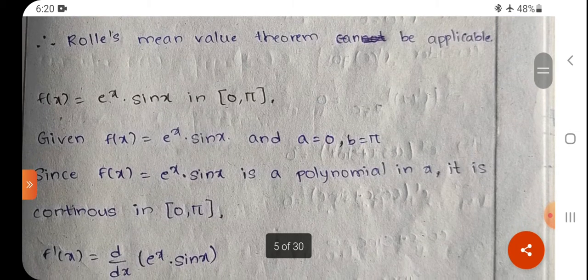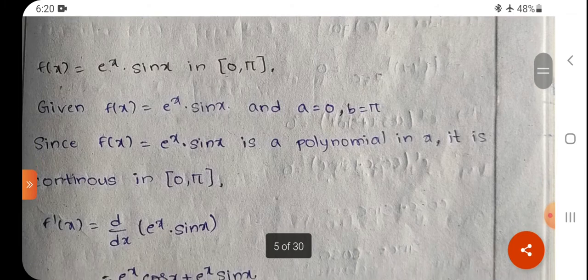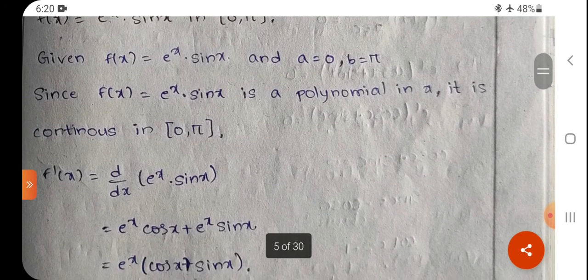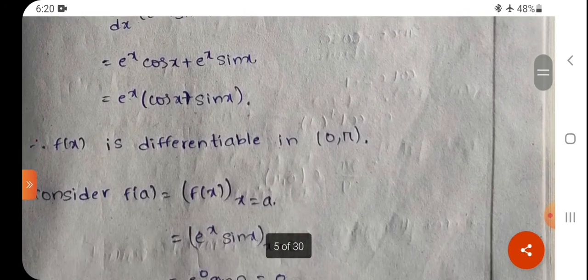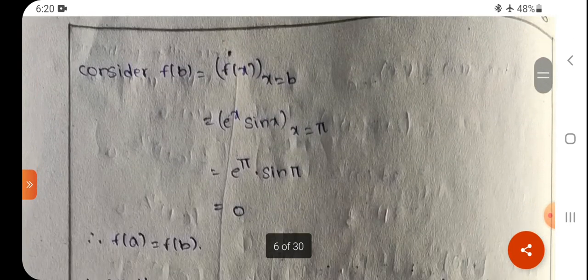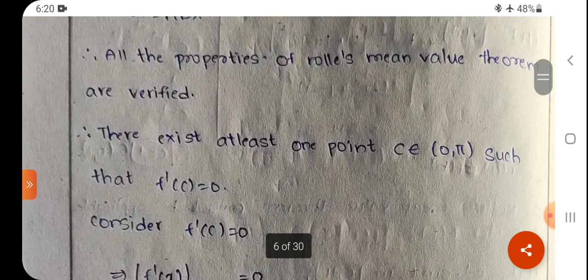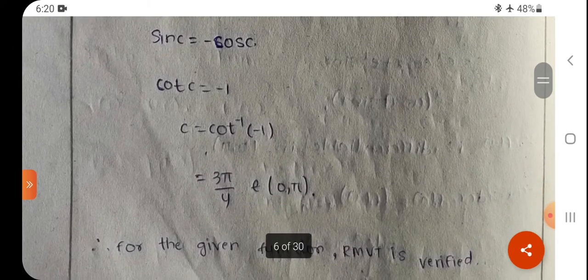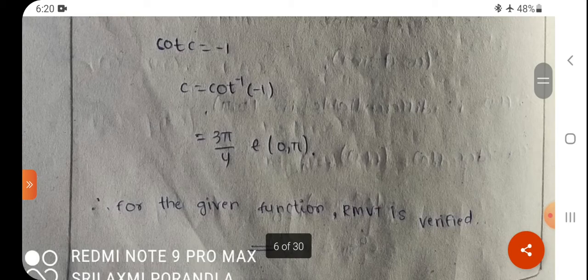And then you are going to f of x equal to e power x into sin x. The interval is given, and for that interval you are just verifying all the properties, and all the properties are satisfied. Immediately you are going to get the c value by using the condition f dash of c equal to 0, and finally you get the c value, that is 3 pi by 4, belonging to the interval 0 comma pi.